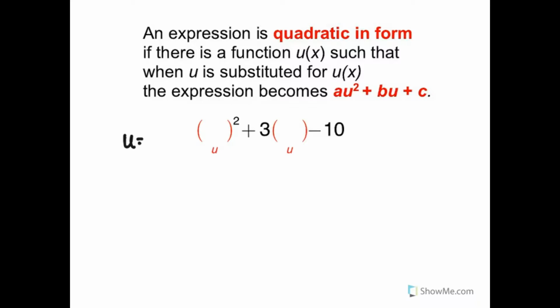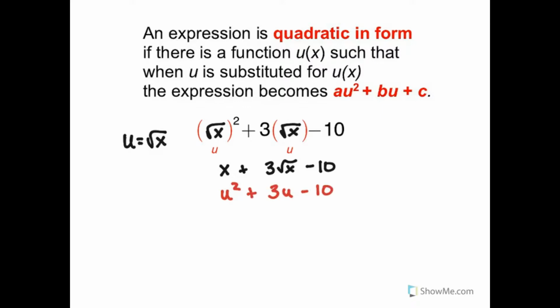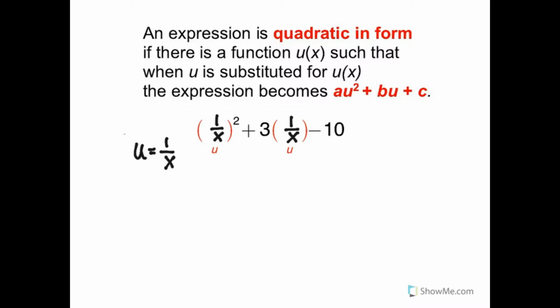For example, if u is the square root of x, and I fill in the square root of x in this template, it simplifies to x plus 3 root x minus 10. Now, that's not quadratic, but it is quadratic in form because if I write it in terms of u, it says u squared plus 3u minus 10. If u is 1 over x, we have 1 over x squared plus 3 over x minus 10. Not a quadratic, but quadratic in form.